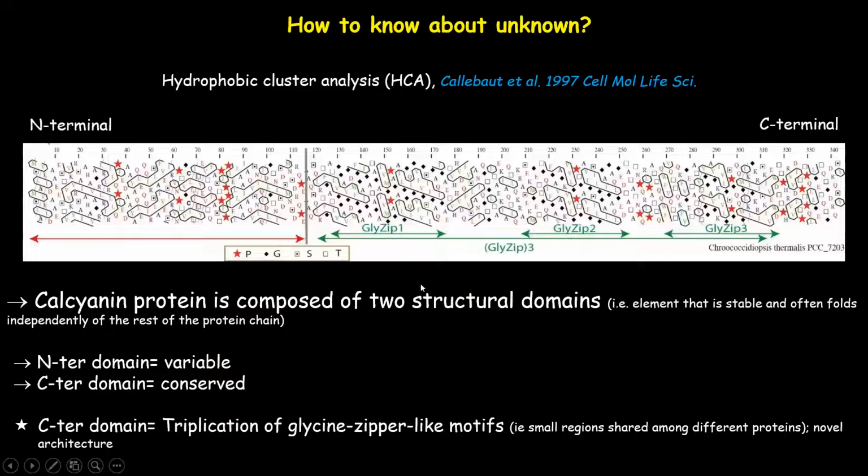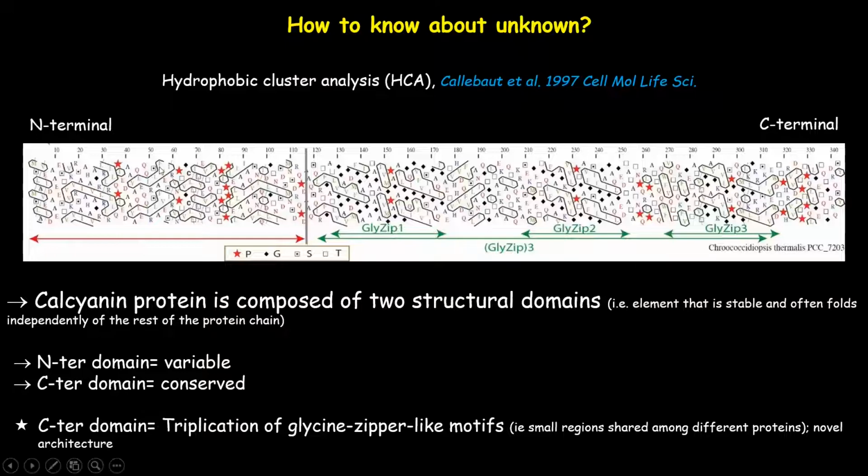Then you can separate what we call a domain, which is an element that is stable and folds independently of the rest of the protein, from another domain, which means that calcianine is basically composed of two domains. There are two domains, so two parts which might fold independently.